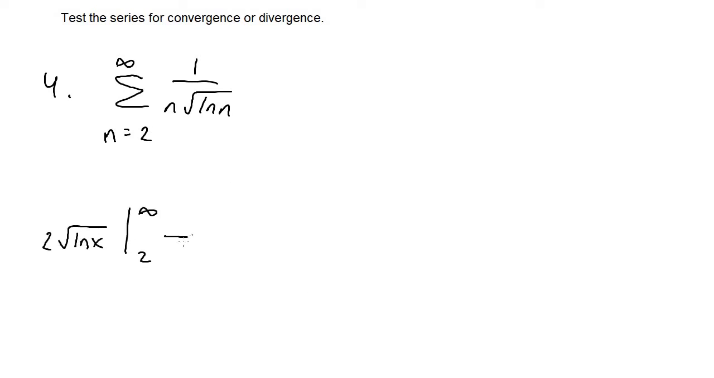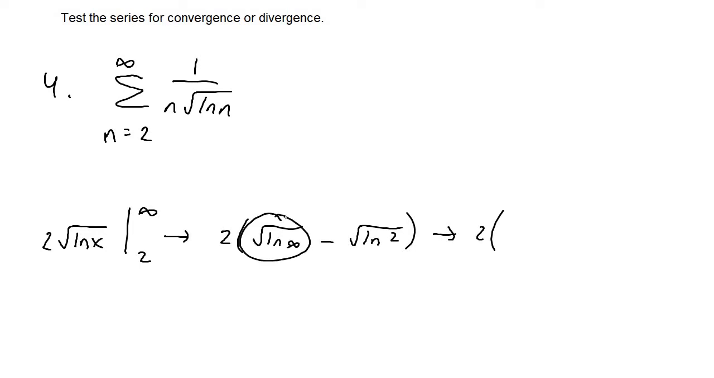Now when I evaluate here, obviously 2 is just a constant. So we have 2 times, when I plug in infinity for x, the square root of ln of infinity, minus when I plug in 2 for x, the square root of ln of 2. So then we have 2 times the square root of natural log of infinity. Now if you think about it, natural log of infinity is basically going to be infinity, because natural log of x just grows on and on forever. So we have the square root of infinity, which is still going to be infinity, and then minus the square root of natural log of 2.